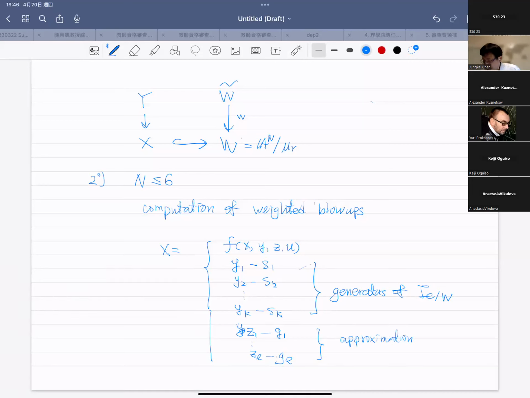Okay, so then what we did is that we try to compute what happened to this weighted blow-up, and since we know that three-dimensional terminal singularities are always isolated singularities, if we compute the weighted blow-up, then quite likely we get something non-isolated, especially if these elements s1 to sk contain no linear terms, then it's quite easy to see that the proper transform of the weighted blow-up has non-isolated singularities.